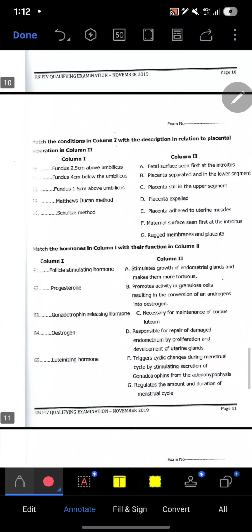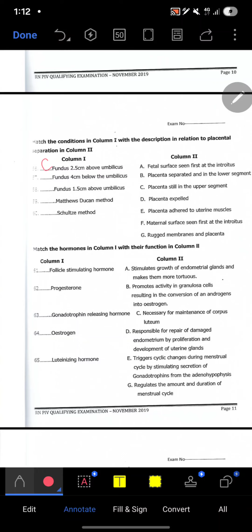We go on to the next set of matching from 56 to 60. This one says, match the condition in column 1 with their description in relation to placenta separation in column 2. So 56 says fundus 2.5 centimeter above umbilicus. Here the correct answer is C, which is placenta still in the upper segment.